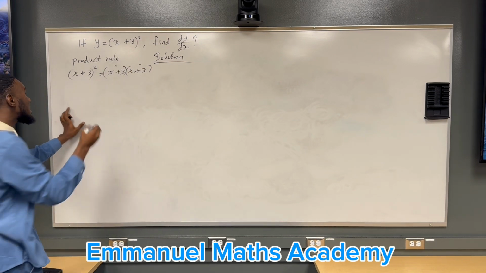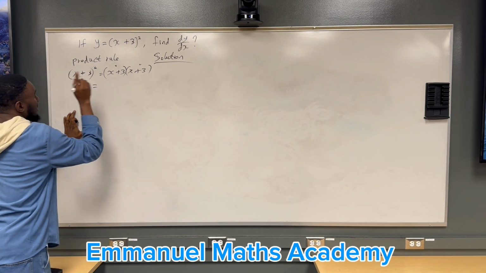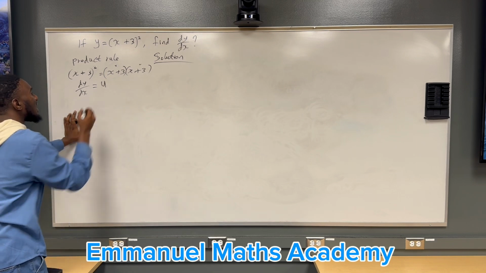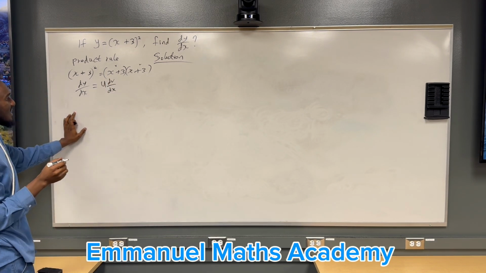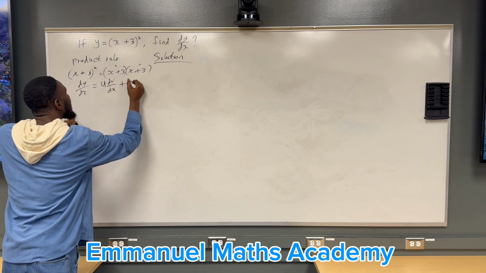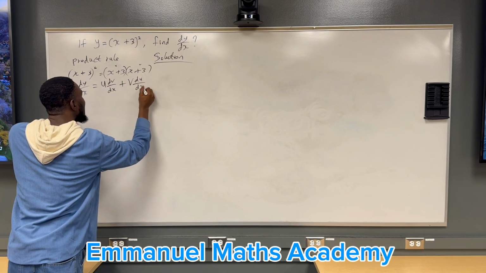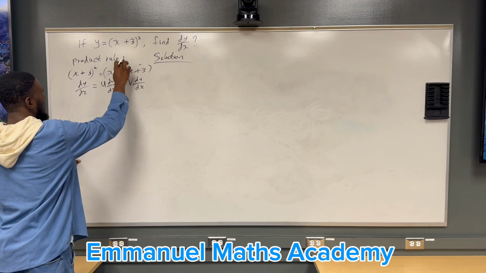Remember, the product rule says that if you have dy/dx, this is the formula for the product rule: keep u, differentiate v with respect to what? x. Plus keep v, differentiate u with respect to what? x. As simple as that. What's our u? This is our u, this is our v.